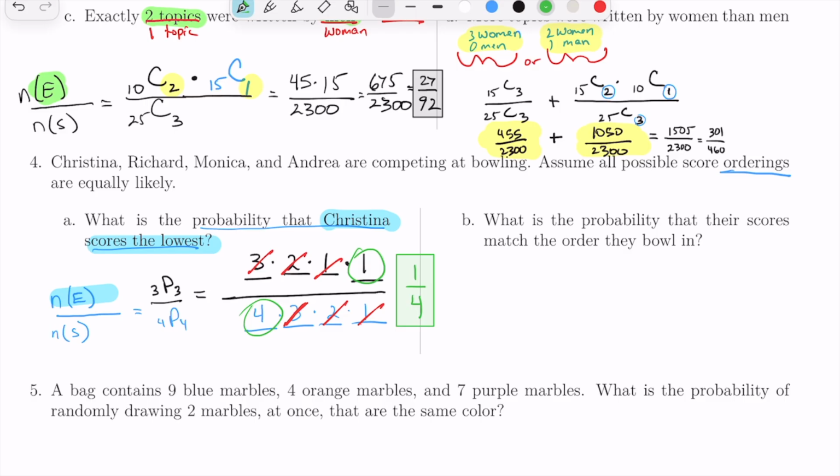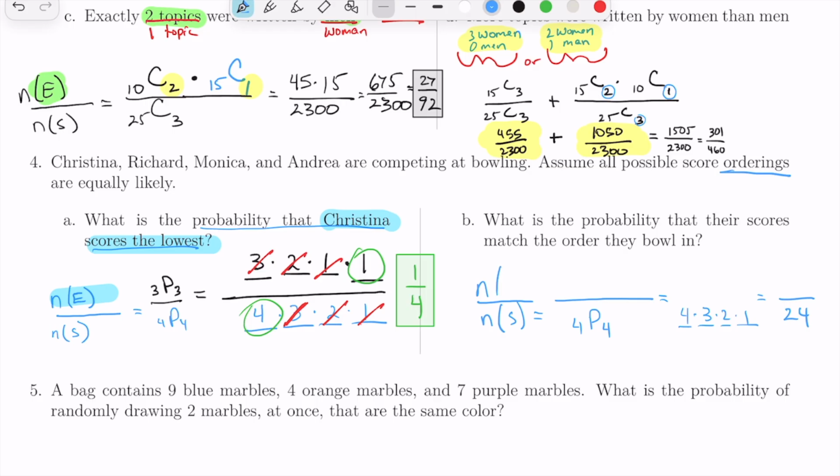Okay, well, just like before, the number of elements in our whole sample space, or in other words, the total number of ways that they could be arranged, is 4P4. And 4P4 means 4 blanks, 1, 2, 3, 4, start with 4 and go all the way down. 4 times 3 times 2 times 1, which of course is just 24.